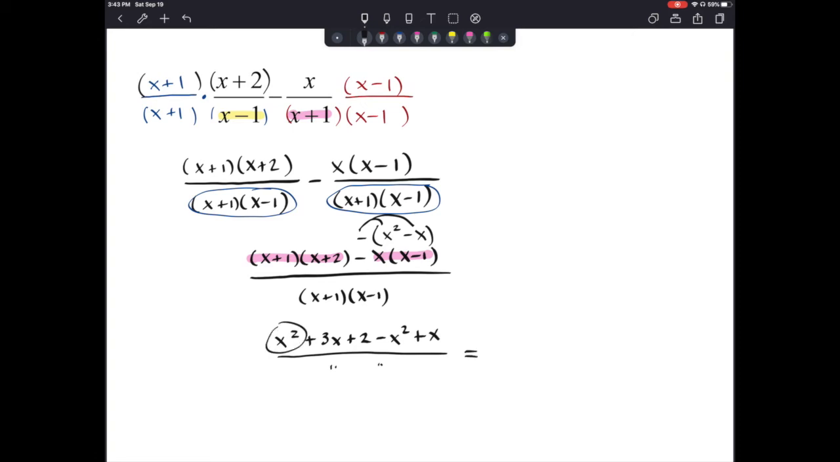So x squared and negative x squared cancel out. This x and this 3x give me 4x. And then I add 2: 4x plus 2 over x plus 1 times the quantity of x minus 1. Our numerator does factor, but when we factor it, we get 2 times the quantity of 2x plus 1, which would not cancel out with anything on the bottom, so don't worry about factoring it. This will be our answer.